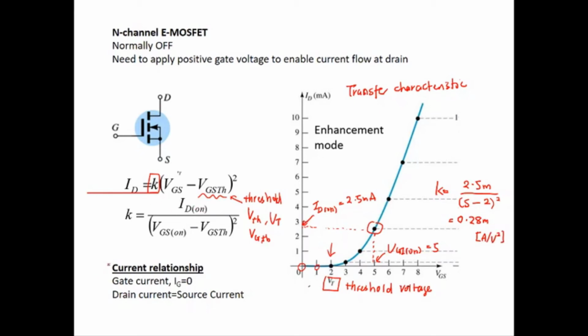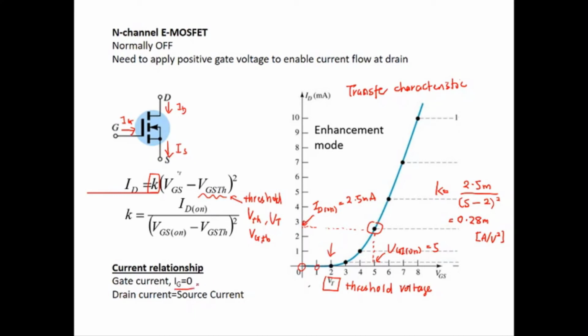Another point that needs to be remembered is the current relationship inside the transistor. In general, the common direction for the current inside the transistor is that the gate current is pointing in. So this is IG. Drain current is pointing towards the source. This is ID, and source current is exiting the transistor. However, for the current relationship between these three currents, the gate current is always 0.